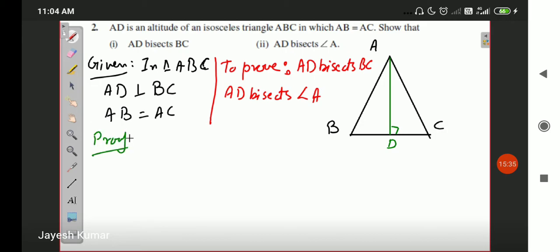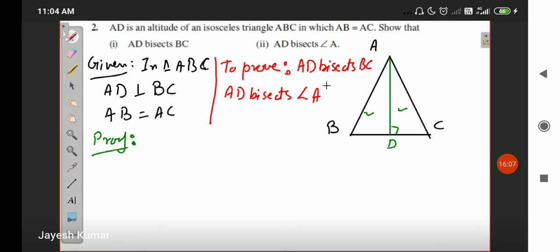In this particular question, only one set of sides is given equal. One side can be called common, but otherwise in both of these triangles, the third side cannot be said to be equal because we need to prove that. If we need to prove that, then how can they be considered equal? So this time we apply a different congruency: right angle hypotenuse side congruency, RHS congruency.